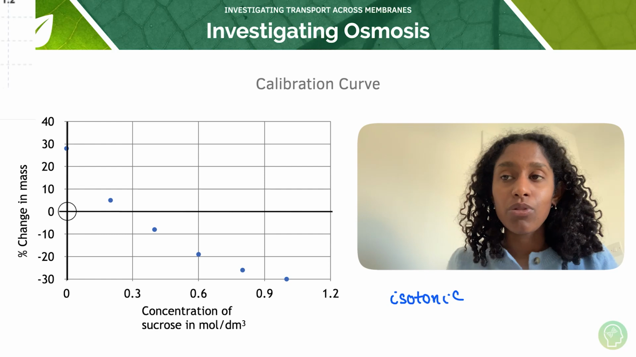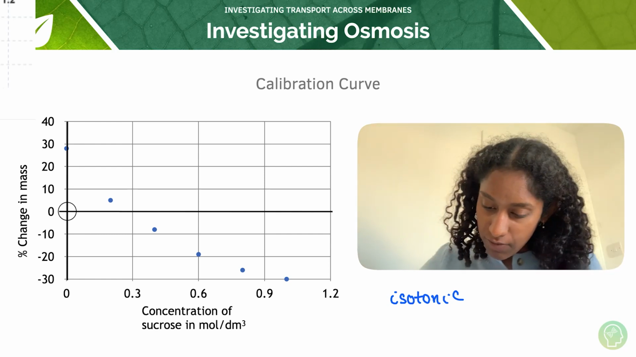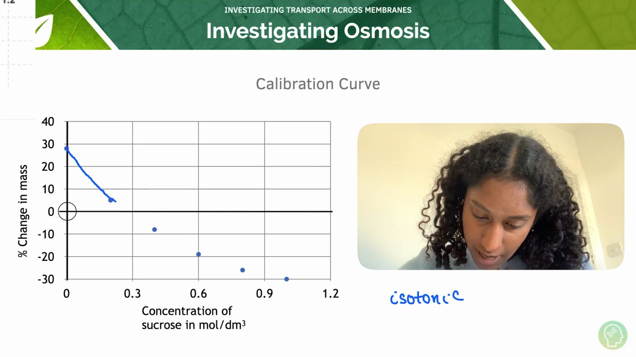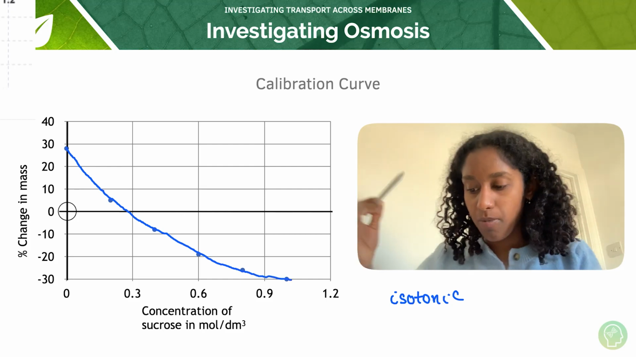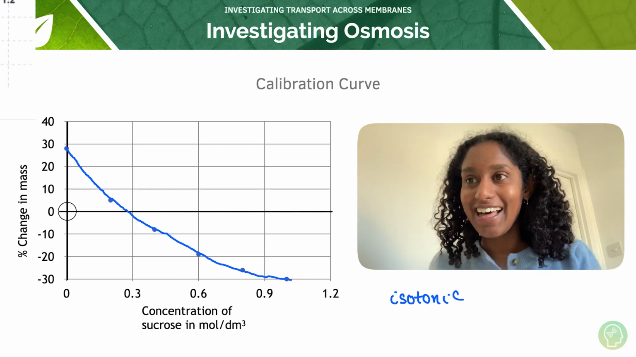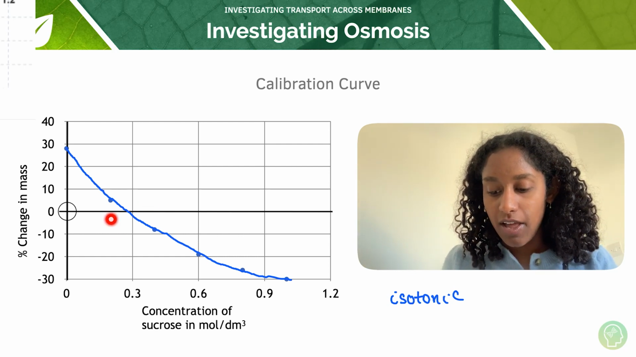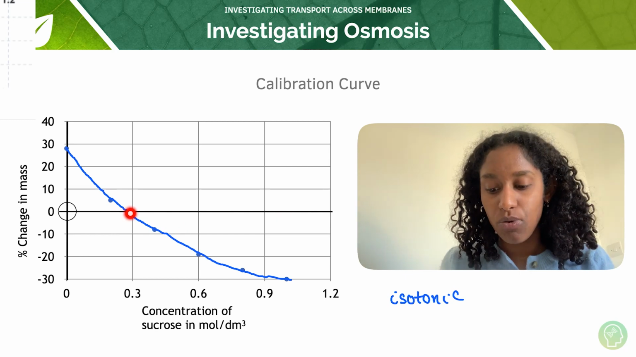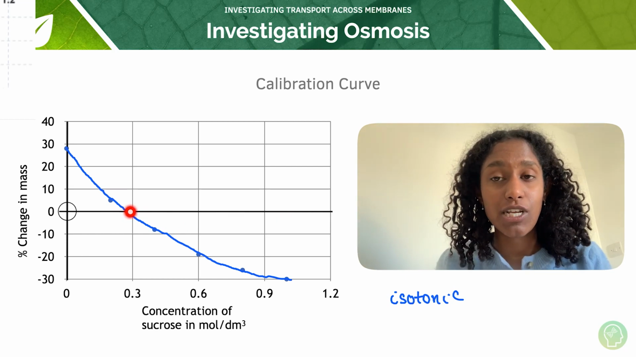And then we're going to draw on the line of best fit. So I'm going to try and draw a line of best fit on here. A bit tricky on an iPad, but let's try it. There we go. That's not a bad line of best fit. I'm quite happy with that. And what you should see is there's a point at which the line of best fit crosses our 0 point, which, remember, is the point at which the potato sample is isotonic with our concentration of sucrose.